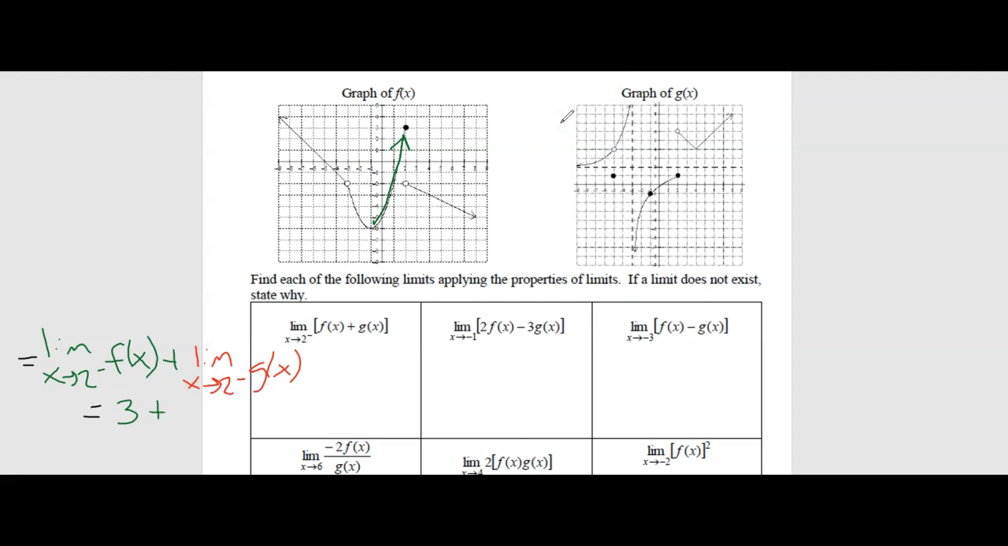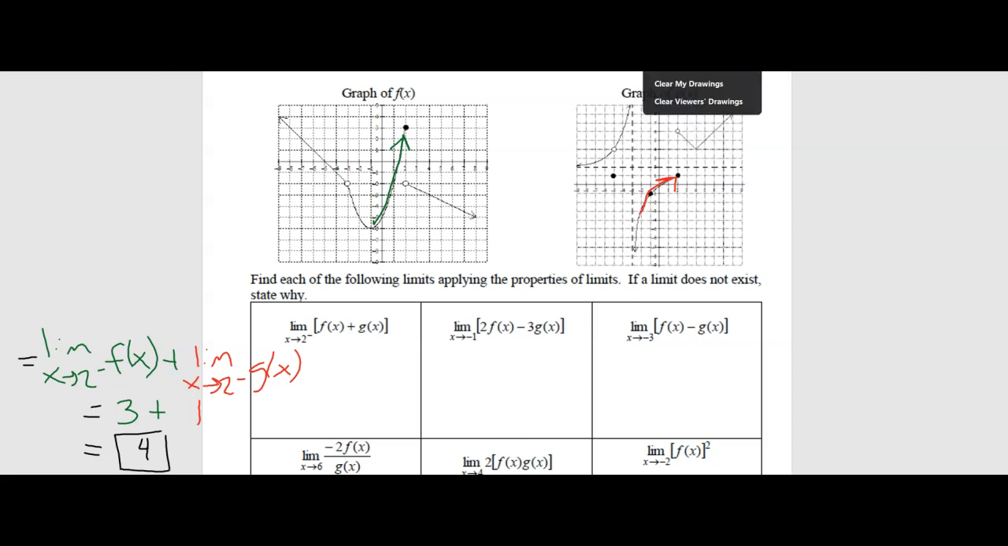And if I approach 2 from the left-hand side on my g of x graph, I'm approaching a y value of 1. So 3 plus 1 gives me 4. And that would be the answer to this limit.